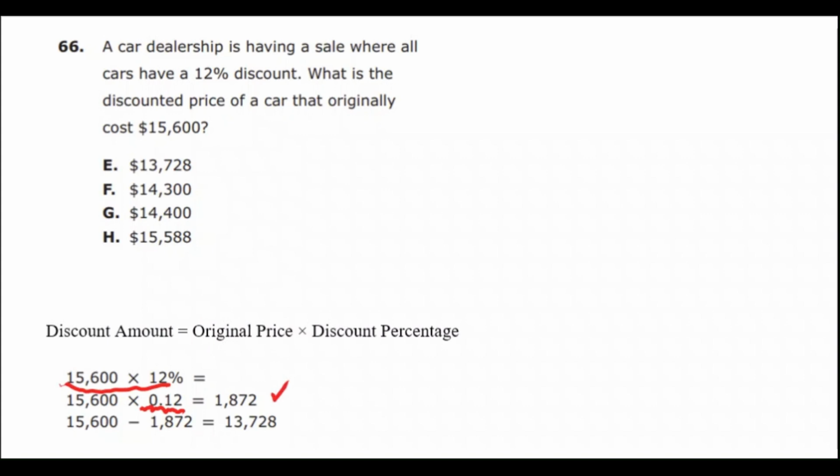$1,872. Last step, subtract from $15,600 $1,872. That is equal to $13,728. Answer is E.